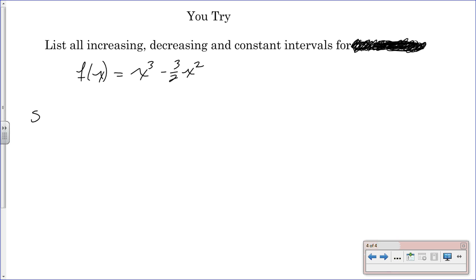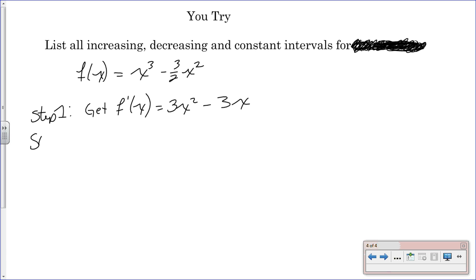All right, so step 1, we have to get f prime. In this case, that equals, well, x cubed is 3x squared, minus, drop the 2 to the front, and that's just going to give us 3x.